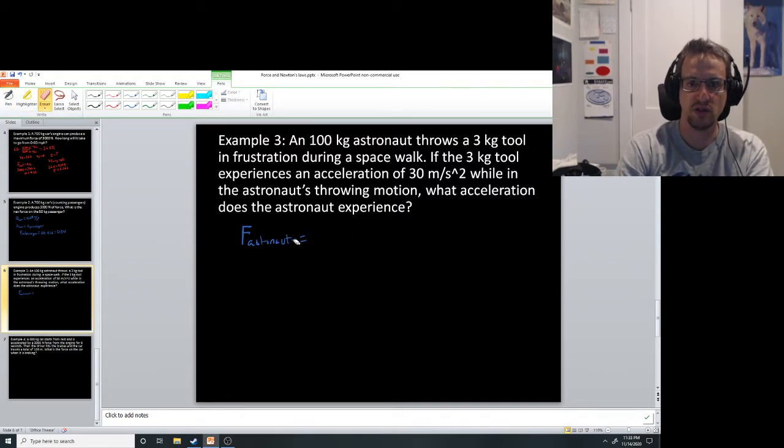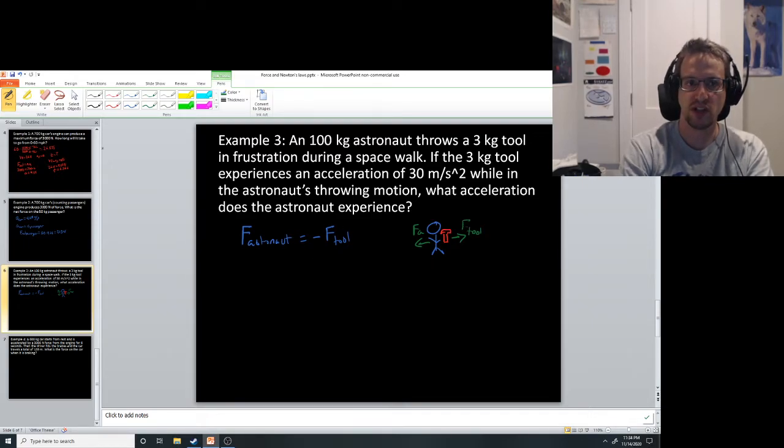Is equal to the negative force on the tool. Because we have a person, we've got the force on them, and we've got the tool, let's say it's a hammer. I'm sure they don't actually use hammers in outer space. We got these two forces: force on the astronaut, force on the tool. So they're just opposite directions, right?